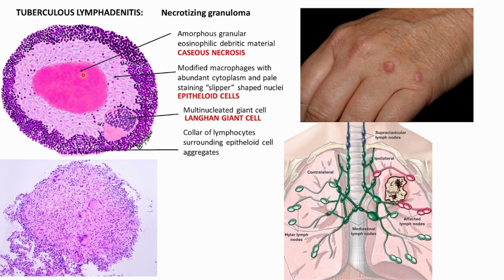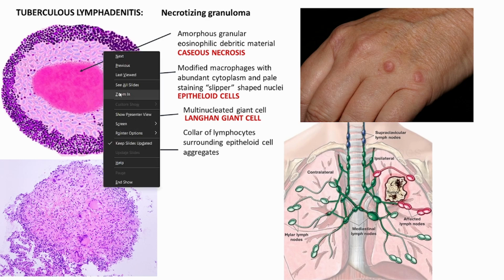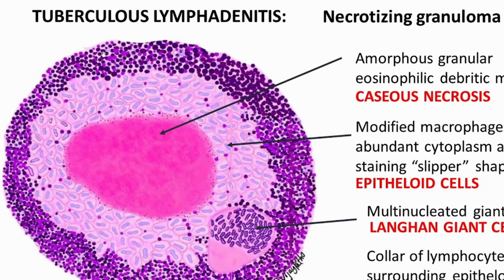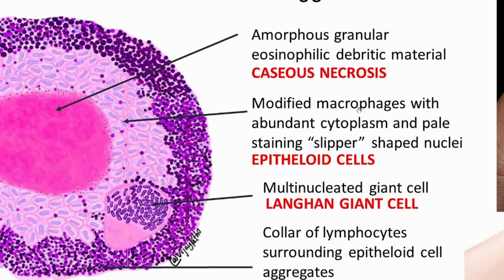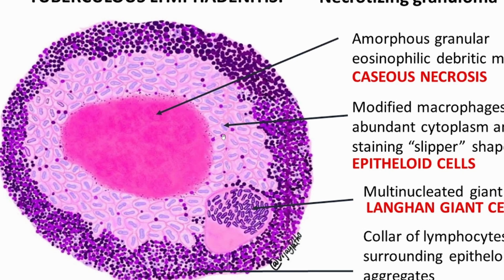Okay, so both of them, as you can see in the diagram, there is pink material at the center, and surrounding that we have too many cells. Let me just zoom in. You can see the nucleus shape. This looks like slippers, right? So slipper shaped nucleus, okay, these are called modified epithelioid cells. See, modified macrophages with abundant cytoplasm and pale staining slipper shaped nuclei called epithelioid cells.